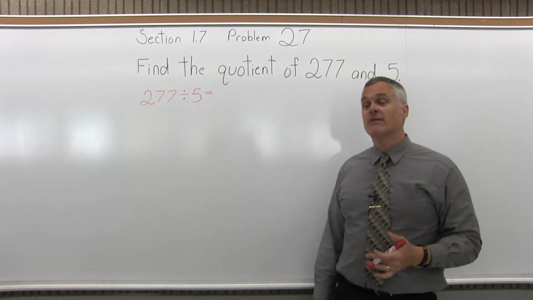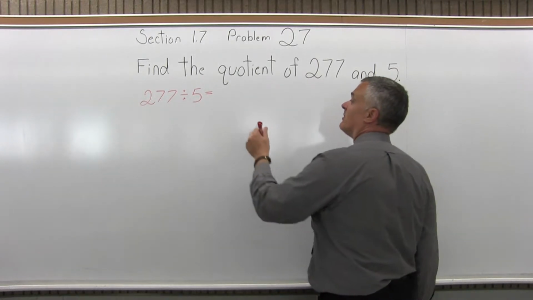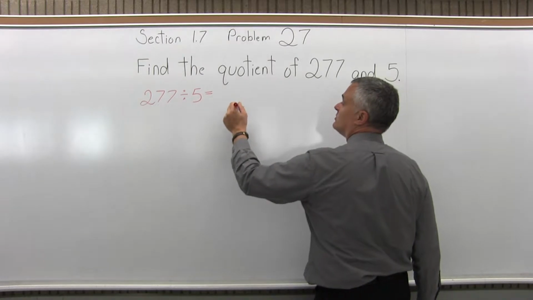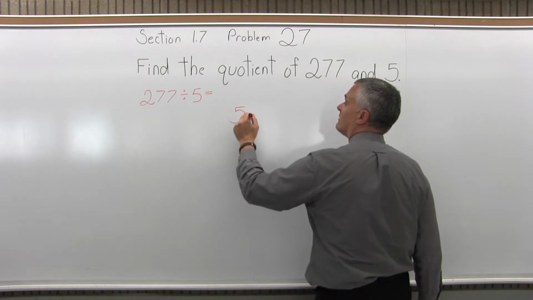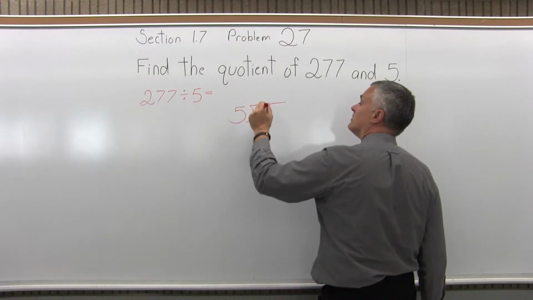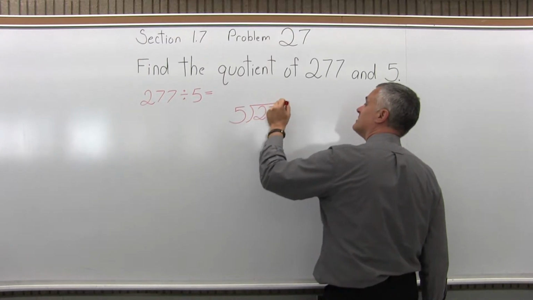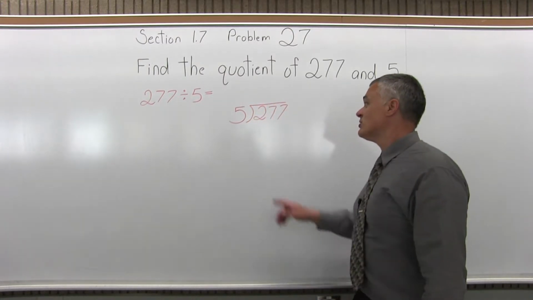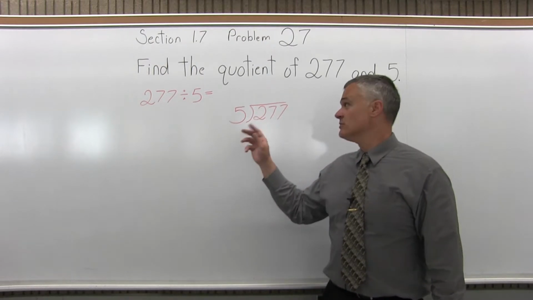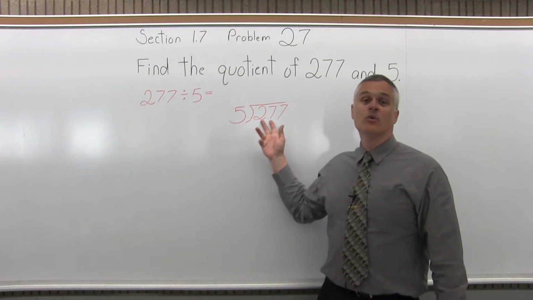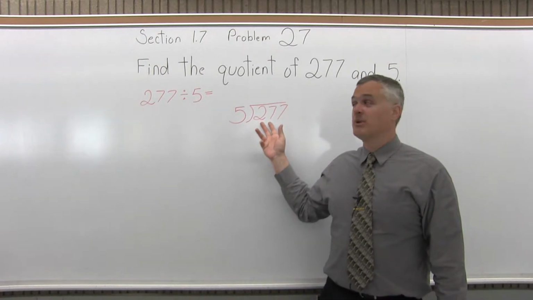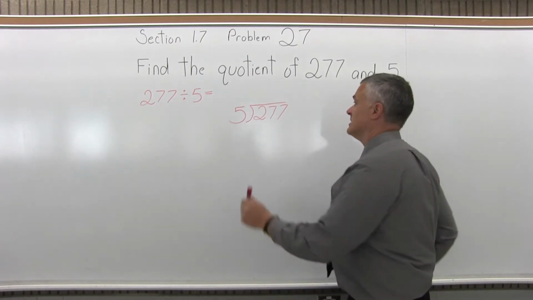Now, if you don't have a calculator, you'll have to do this problem by hand, which means you will do the division problem. 5 goes into 277 how many times? So as you start, the 2 isn't big enough. You can't fit 5 into a 2. So you go one more digit. 5 will fit into 27. How many times? Well, it'll go in 5 times.